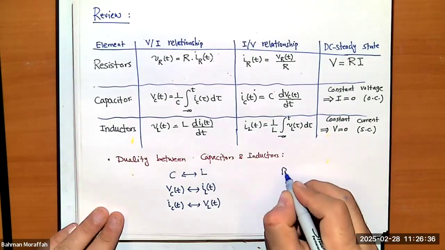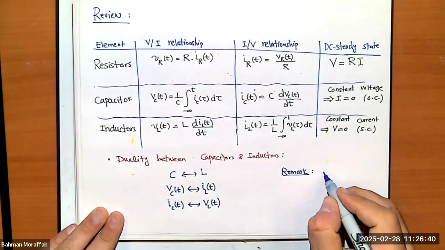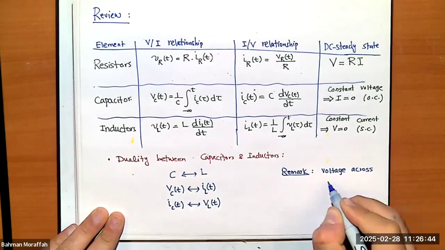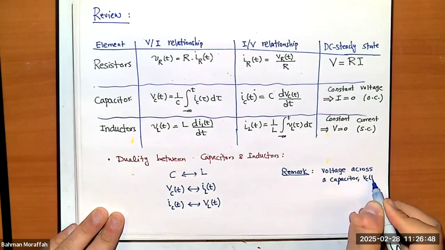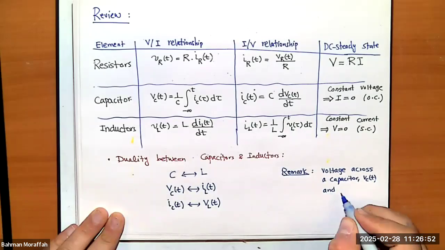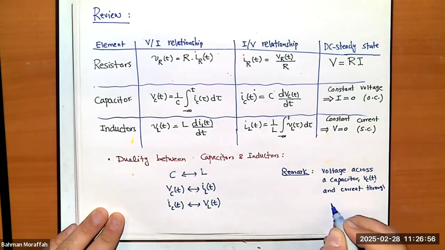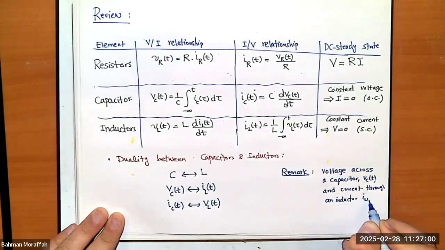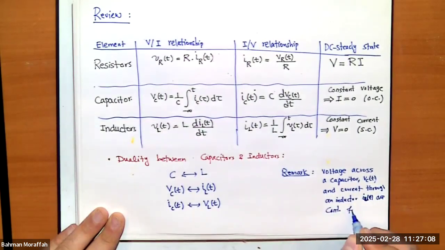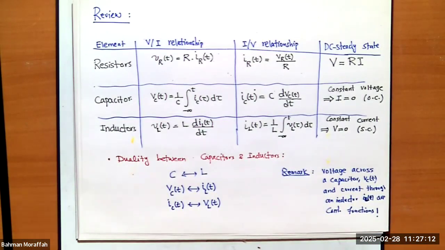So quick remark. Voltage across a capacitor, VC of t, and current through an inductor, IL of t, are continuous functions. And since these are continuous functions, when I'm writing my KVLs and KCLs, I prefer to write them in terms of either IL or VC, because these are continuous functions. It makes my life much, much easier, right? So these are the things that we talked about before, right?